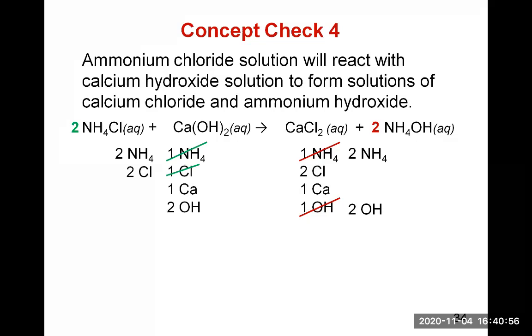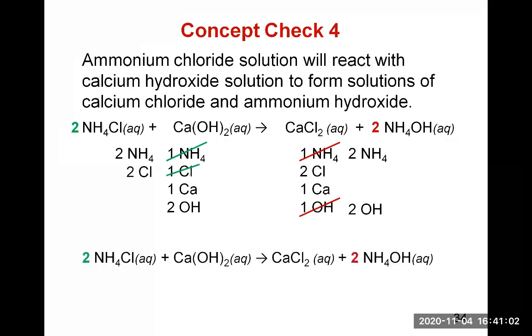We still have 1 calcium on both sides. And so it looks like it's all balanced now. And so the final answer would be this: 2 ammonium chloride plus 1 calcium hydroxide gives calcium chloride and 2 ammonium hydroxide. And you see you have 2 ammoniums on both sides, 2 chlorines on both sides, 1 calcium on both sides and 2 hydroxide on both sides of the equation.